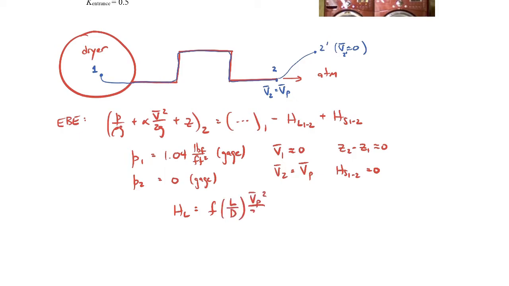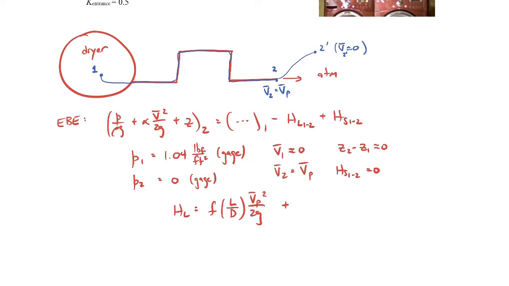So here's our major loss. We've got the friction factor, the Darcy friction factor, times the length of the pipe divided by the pipe diameter. This is the velocity in the pipe. And then the velocity squared over 2g is the velocity head there. So that's your major loss.